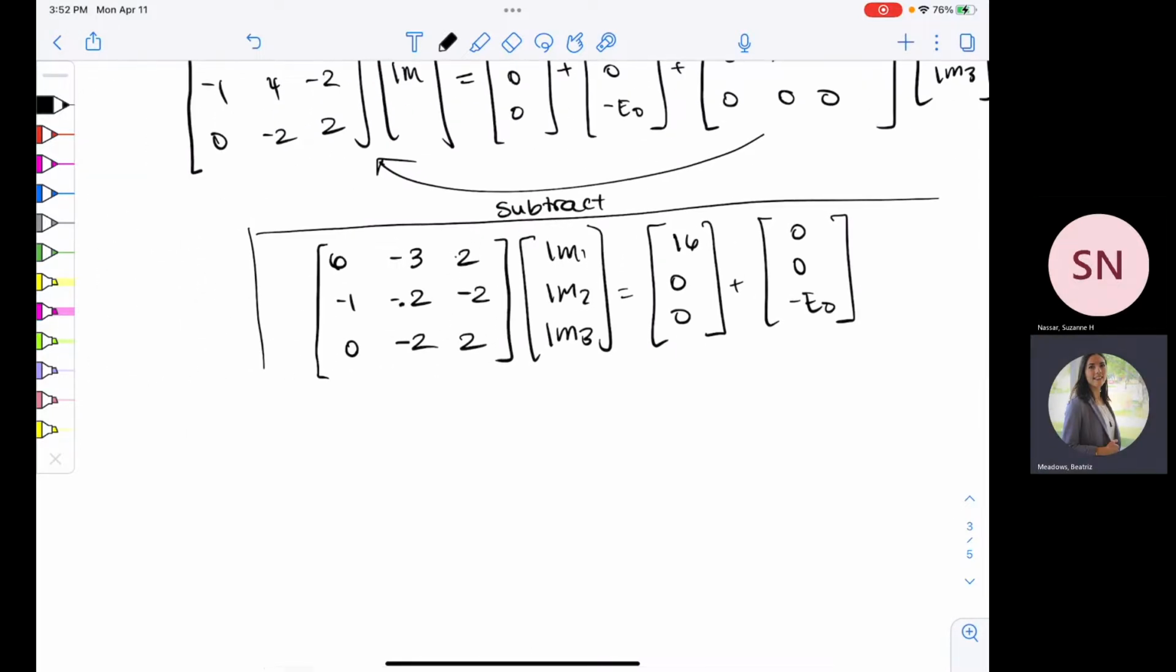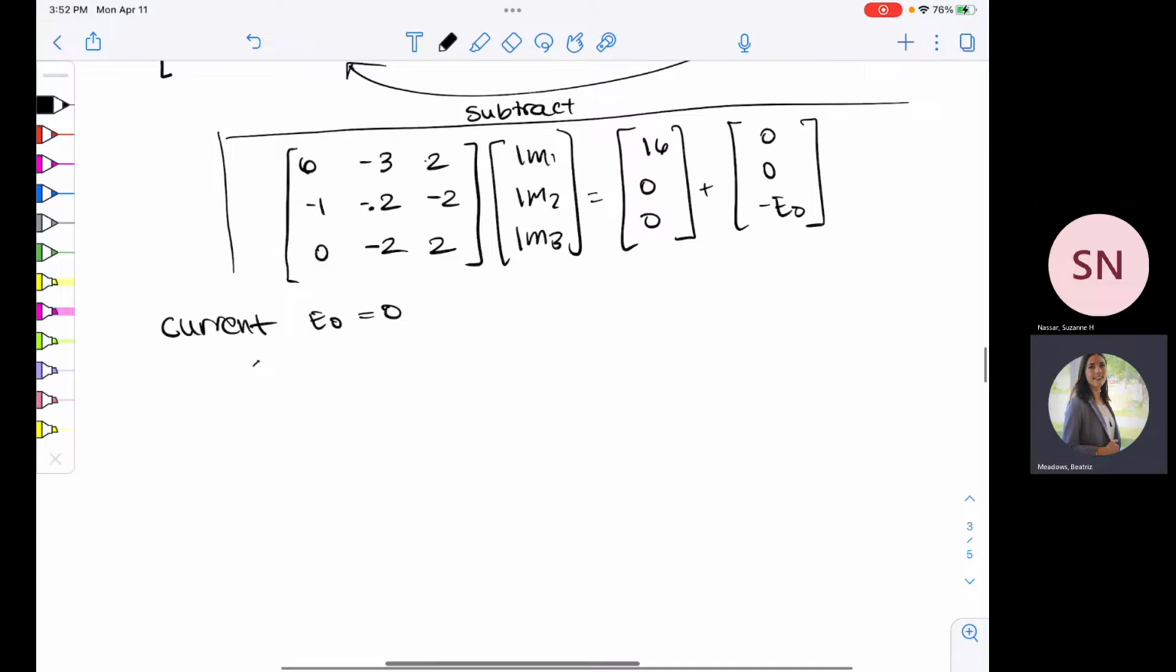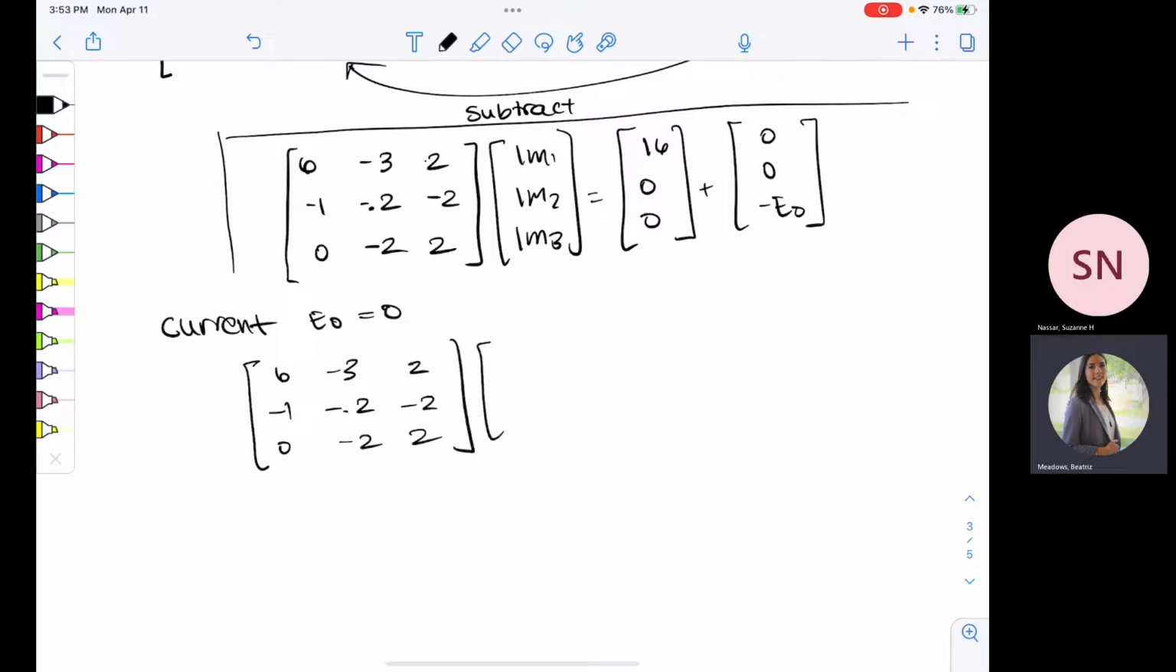So if we want to start by finding the current, what should we set E naught equal to? Zero. Exactly. So whenever we do that, we just have our normal equation, negative 3, negative 0.2, negative 2, 2, negative 2, 2, our Im, and then equals this. So which current do we want again? Im3. So can anyone give me a value for Im3?